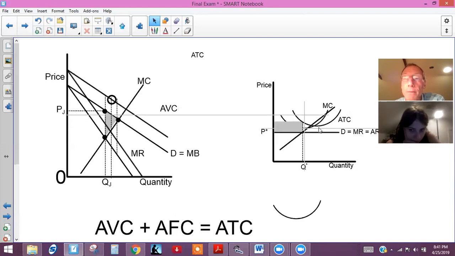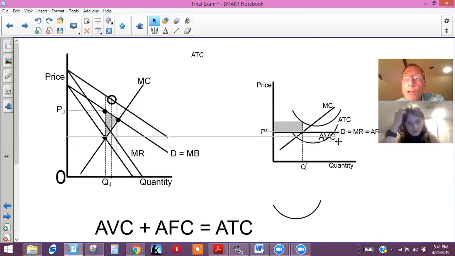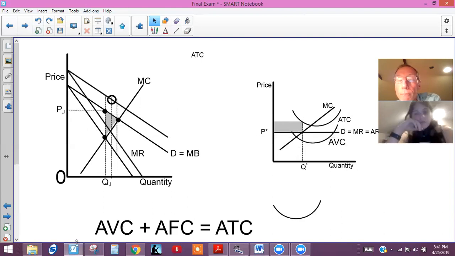And once again, in order for them to produce here, this average variable cost has to be down here, below the price, right? Has to be somewhere like right there, right? Do you agree? Yeah. Okay. The only other thing I wanted to show, or equal, it could be equal or above, right?